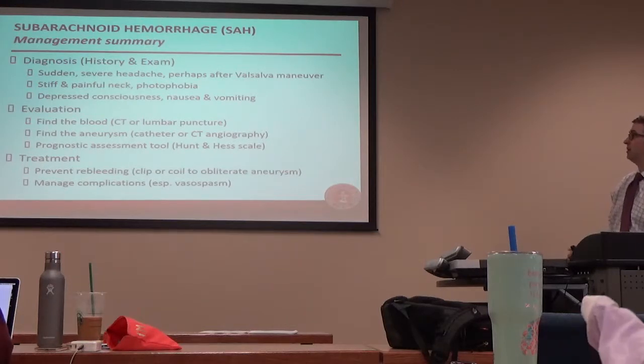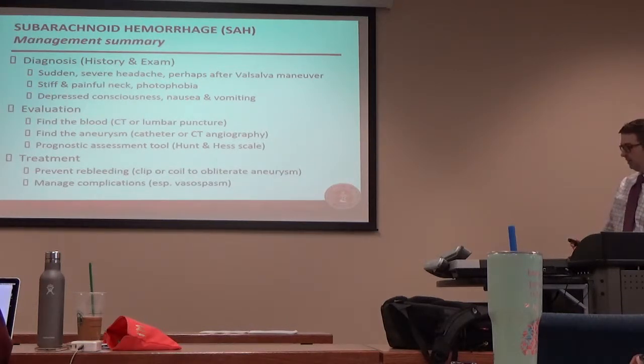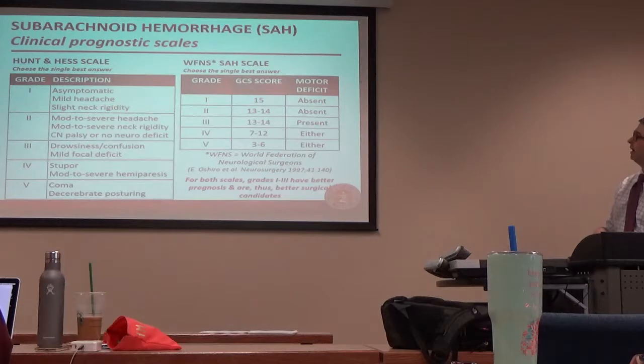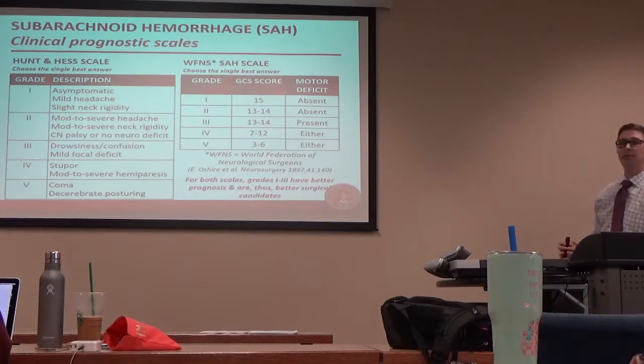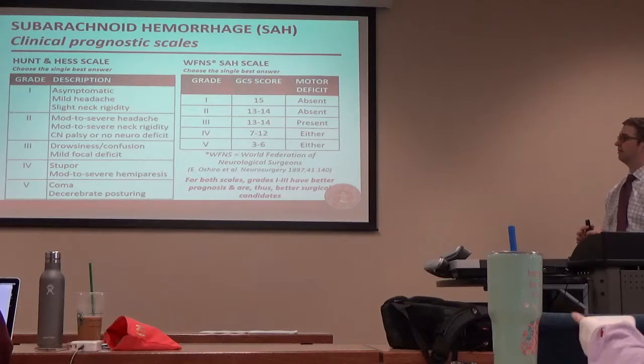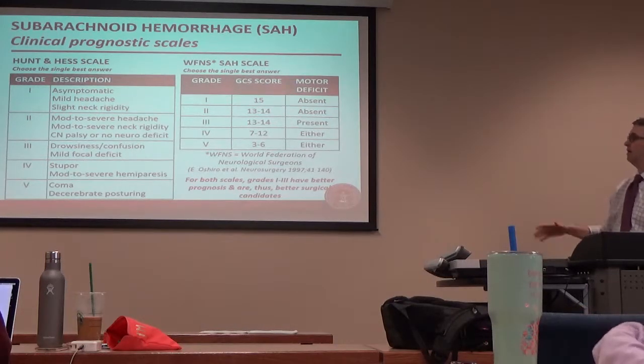Manage complications. As the red blood cells break down, here's the grading scales you can look at quick. As the red blood cells break apart, chemicals within the red blood cells, and hemoglobin is a big culprit as well, cause what's called vasospasm. Vasospasm is just what it says. It's a clamping down of the arteries in the brain.